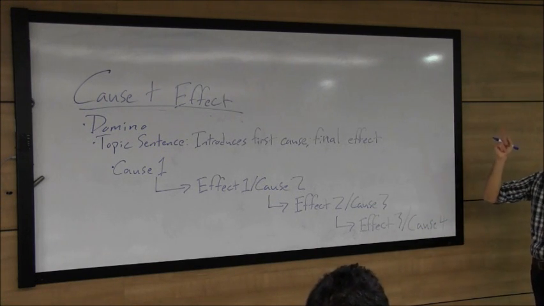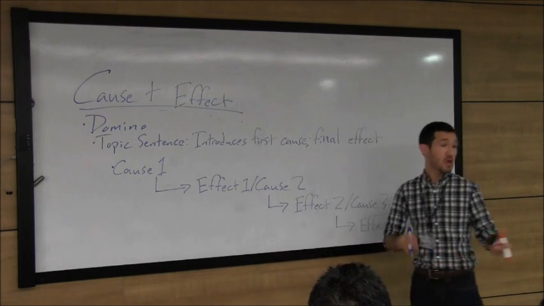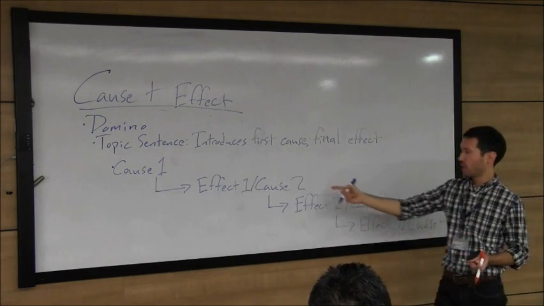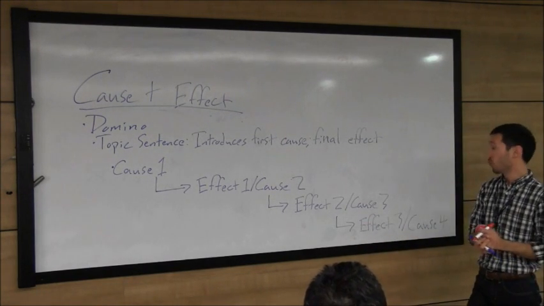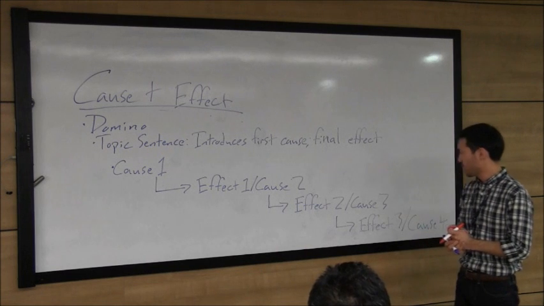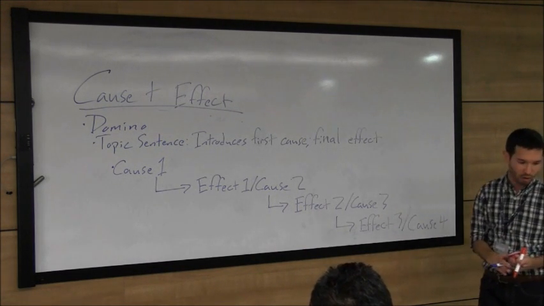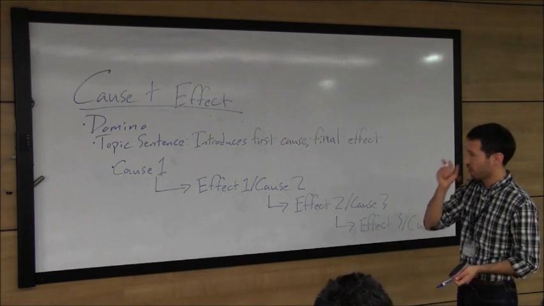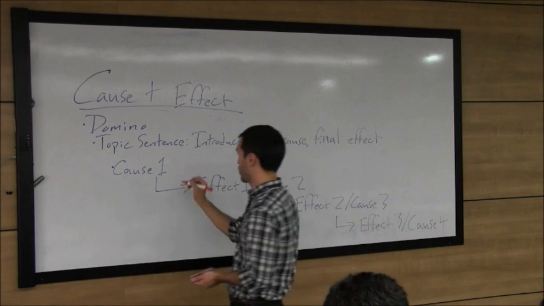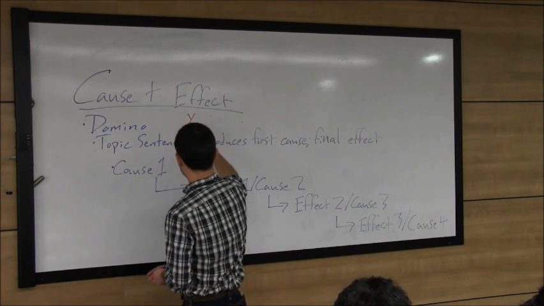So we have our first cause. This creates our first effect. Our first effect is also our second cause. That leads to our second effect, which is also our third cause. Third cause leads to third effect, which is also cause number 4. Okay, so let's say, for example, cause number 1. Let's say our topic sentence.